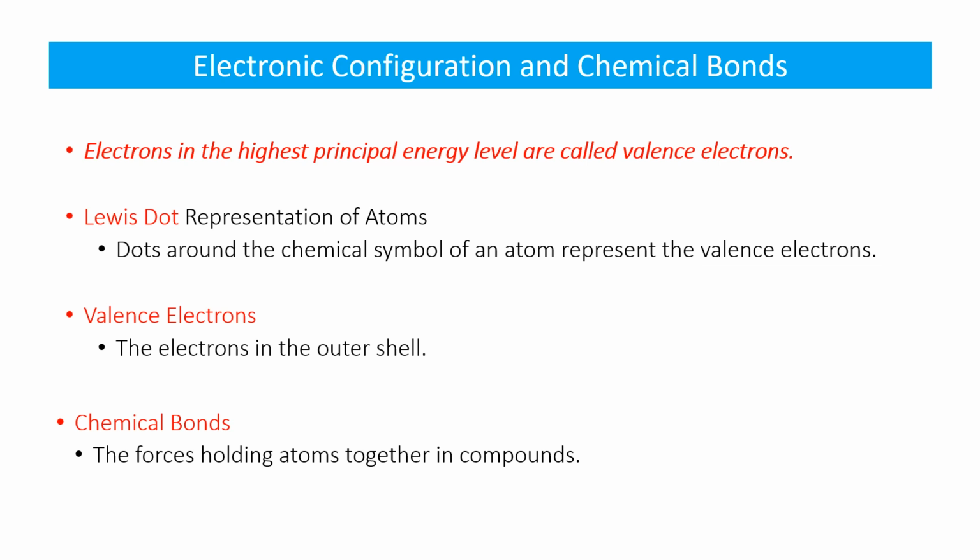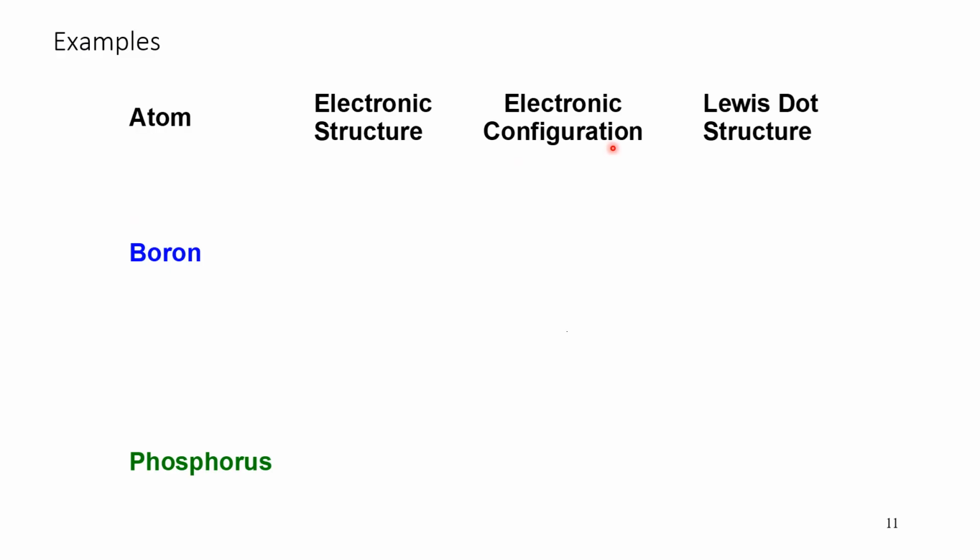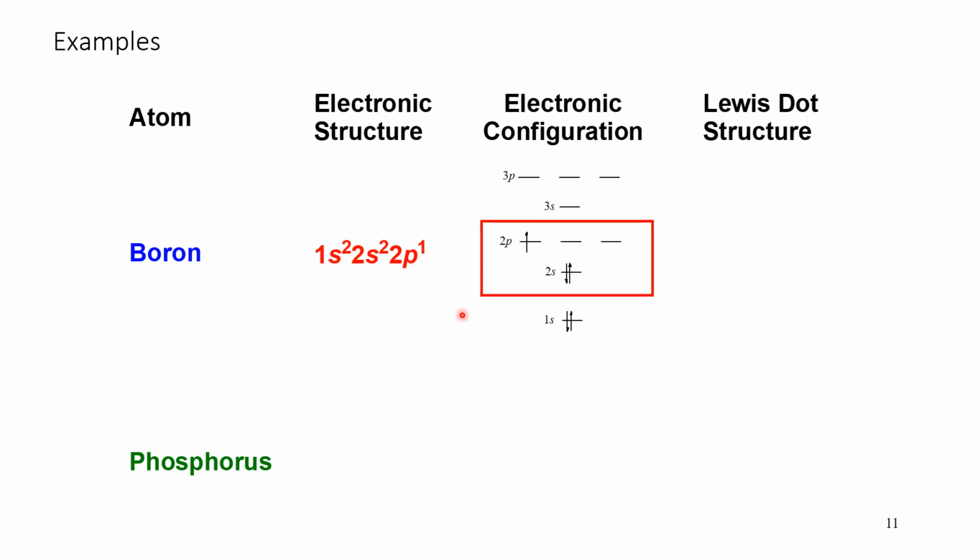To have examples of the electronic configuration and valence electrons, we have here boron and phosphorus. Note that the electronic structure of boron is 1s2, 2s2, 2p1. With a configuration like that, you'll note that there are 3 electrons in the highest principal energy level, meaning that the Lewis dot structure could be represented like this. So we just write the name of the element, and we surround it with 3 electrons.